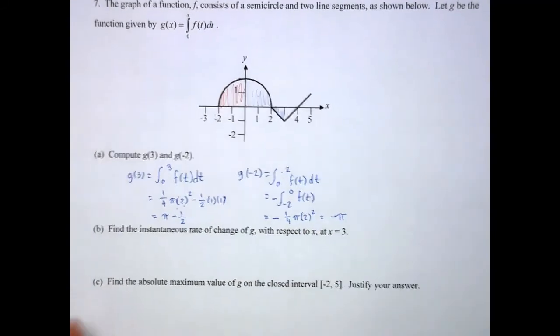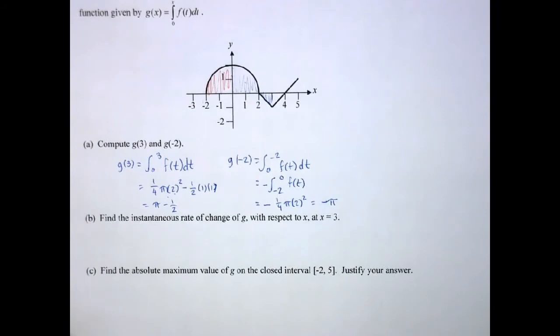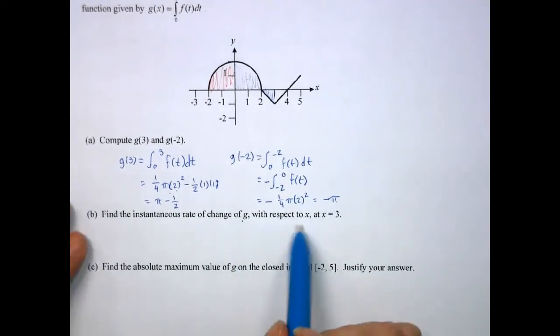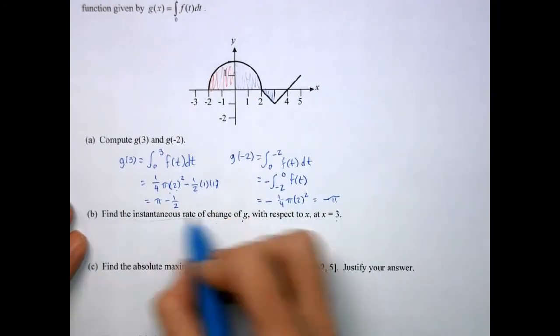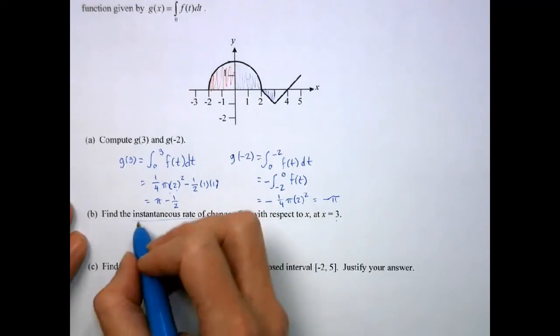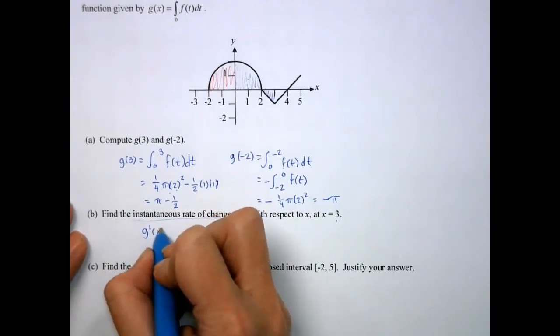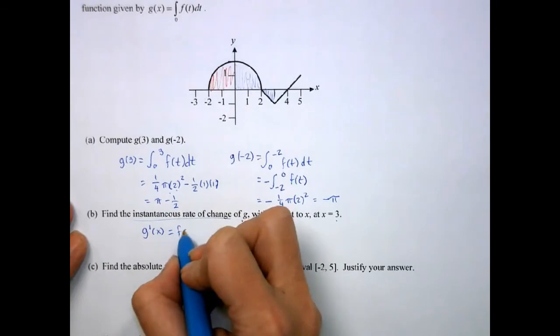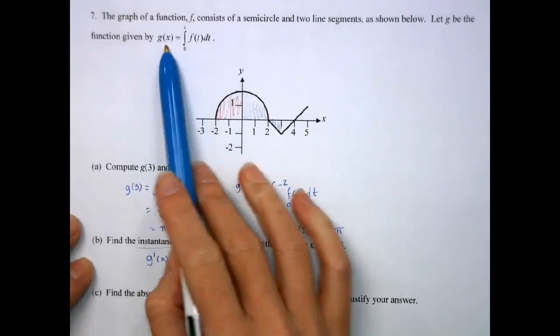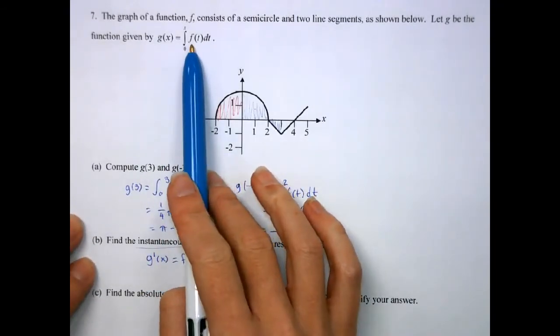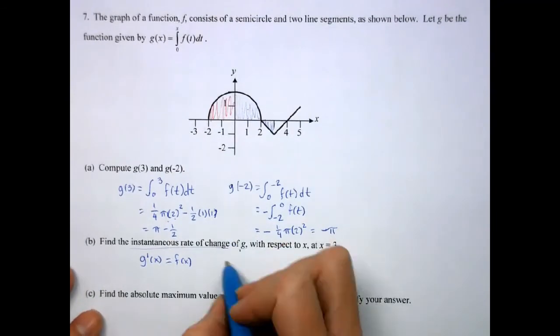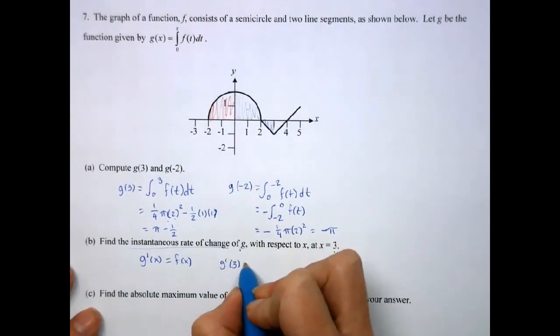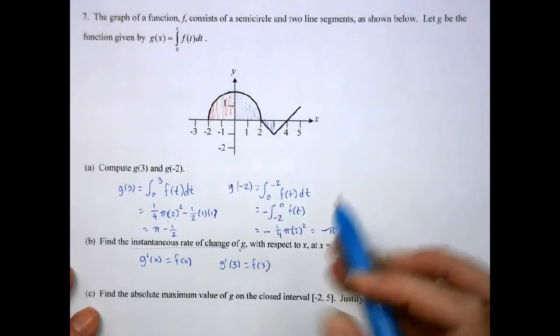Okay, find the instantaneous rate of change of g with respect to x at 3. This is just a fancy way of saying the derivative. So g prime of x is just f of x. Okay, if I do the fundamental theorem here, the derivative of this is just f of x. So g prime of 3 is f of 3, which according to my graph is -1.